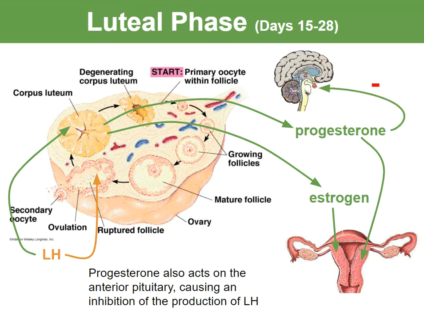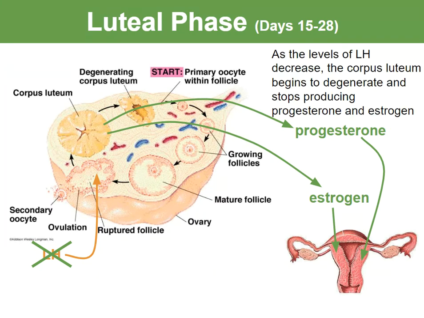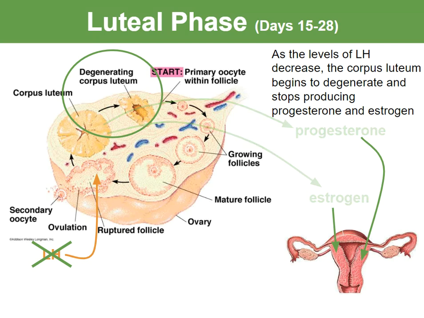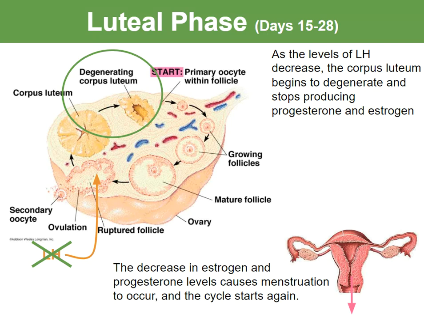The final thing that progesterone does is it acts as an inhibitor on the anterior pituitary to cause a decreased production of luteinizing hormone. As those levels of luteinizing hormone decrease, the corpus luteum starts to degenerate. It stops producing progesterone and estrogen. So they're no longer acting on the endometrium, causing it to thicken. So when those estrogen and progesterone levels go down, menstruation occurs, and the cycle starts all over again.